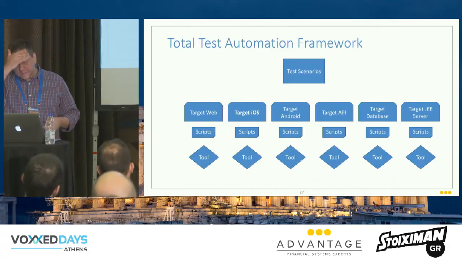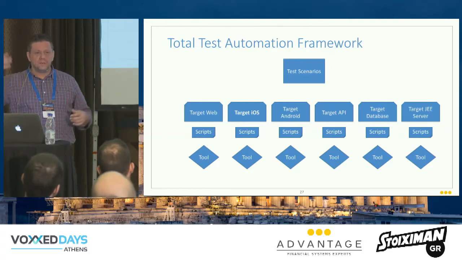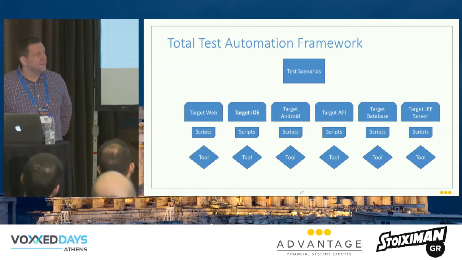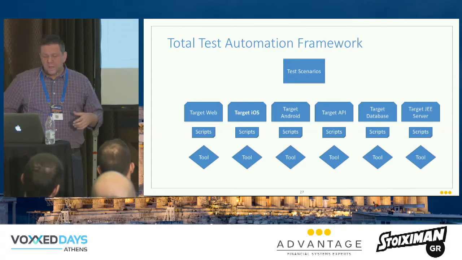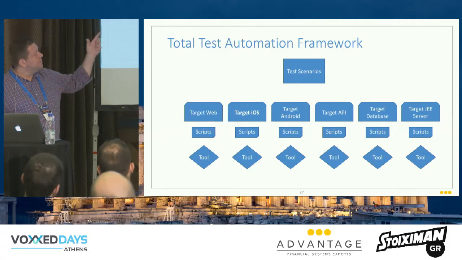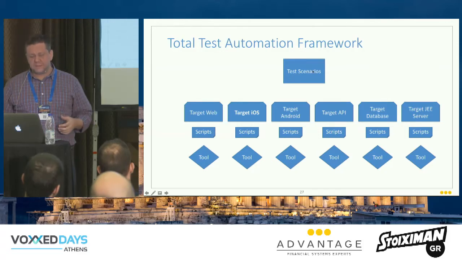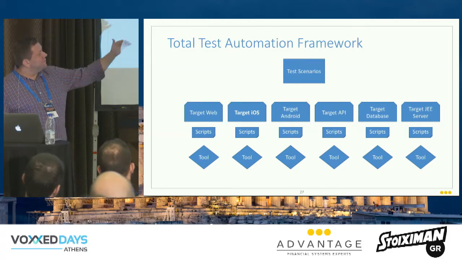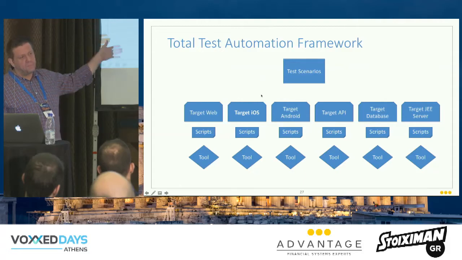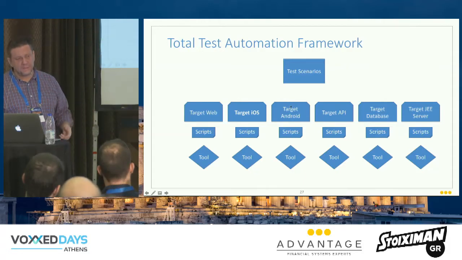So as I said, in our case, we have a platform, and we have web clients and mobile apps using the same API and business logic. And all of them are being tested with the same business test scenarios. So we thought we should have the same test scenarios targeting different platforms, for example, the web, iOS, Android, our API, our JVMs, database, etc.